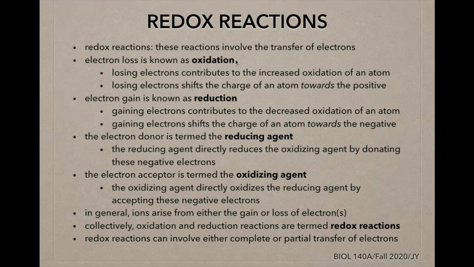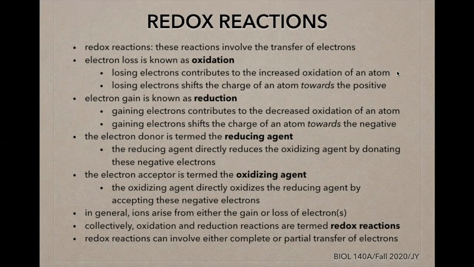So electron loss is known as oxidation. When you lose an electron, you become oxidized and you also act as a reducing agent. This is because you are reducing another atom and meanwhile becoming oxidized while doing so. Losing electrons contributes to the increased oxidation of an atom, sometimes described as the oxidation state. And so what do I mean by this? So I will give some examples.